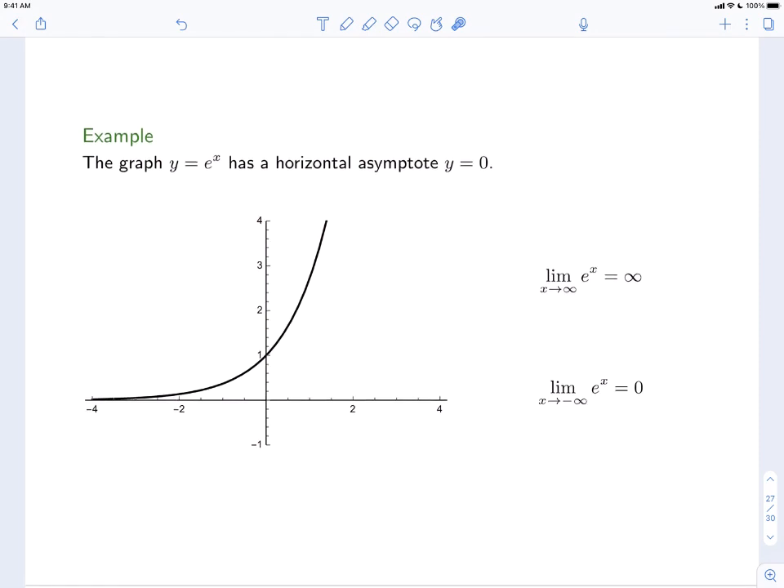The graph y equals e to the x has a horizontal asymptote y equals 0. That's because the limit as x approaches negative infinity of e to the x is equal to 0. Notice that the limit as x approaches infinity of e to the x is infinite. That's because this grows without bound. Now there is no asymptote associated with this kind of limit. The limit as we're moving to the right doesn't exist because e to the x grows larger and larger without bound.